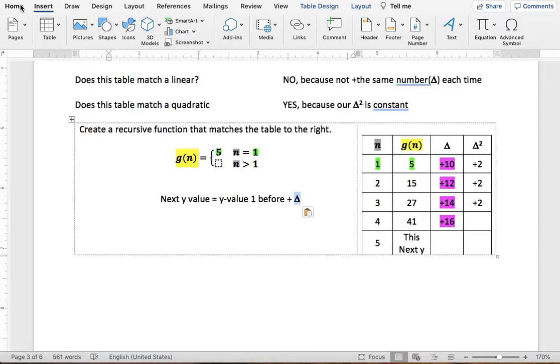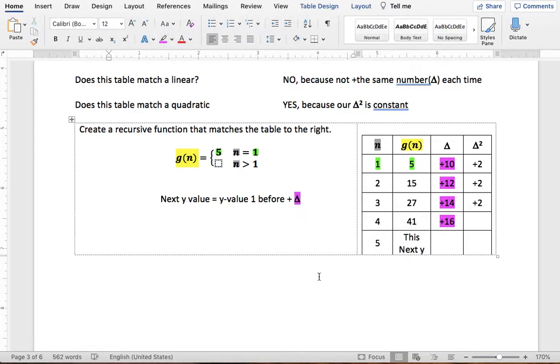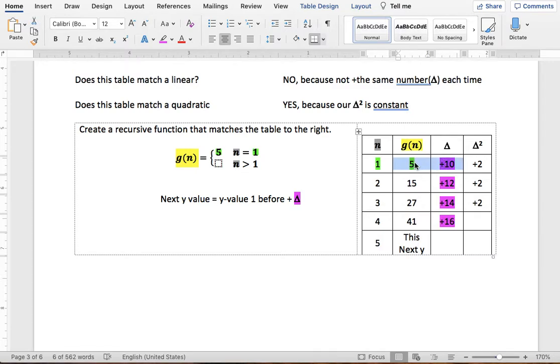I was plussing that column right there in red. So my next y was always equal to my y1 before plus that change column in red. So this one plus this one, my previous y plus my red column is equal to the 15. To get this 27, I took my previous y plus the red column to get 27. To get this next y value, I'm taking my previous y plussing the red column to get this.